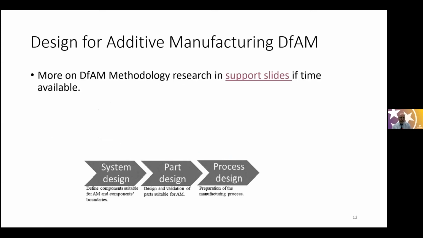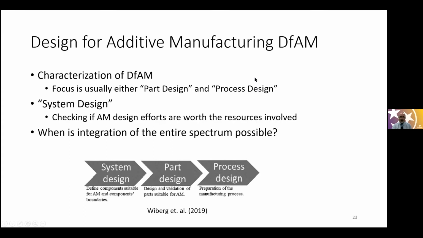Now, since I haven't had any questions, I think I've got time to leap forward and look at this briefly, more in depth about the theory, the design theory behind design for additive manufacturing. So I'm jumping ahead here a little bit to some backup slides. You can characterize design for additive manufacturing as either part design or process design, and I mentioned the system design, and I think this is the part that's missing.